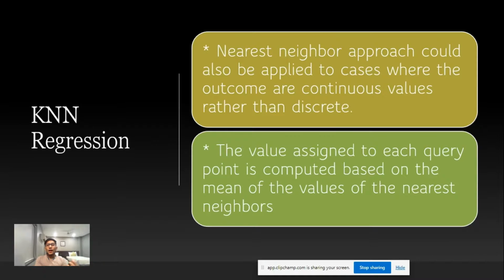Now, the intuition behind KNN regression. The nearest neighbor approach can be applied to cases where the outcomes are continuous values rather than discrete. That makes sense, because in regression we have continuous values. The value assigned to each query point is computed based on the mean of the neighbors' values. Here I'm talking of the mean, but that could be any aggregate. You could take the median, or some other mathematical computation, such as a weighted average of those values. It's just a mathematical computation at the end based on the values assigned to the nearest neighbors.